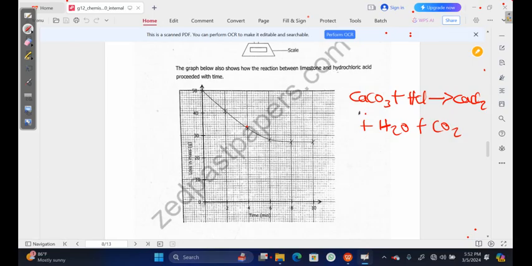So this indicates that the reaction here is done. It has leveled off. There is no more change with time. Nothing is happening. The reaction is over.